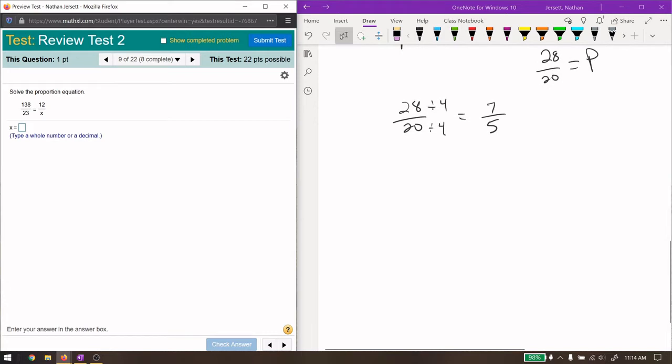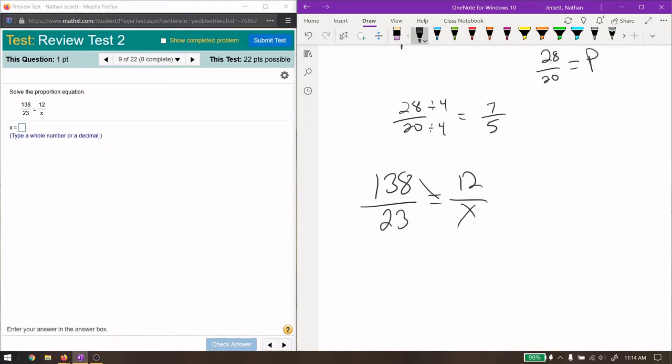Okay, another proportion. 138. Let me rewrite that. 138 over 23 equals 12 over x. Cross multiply and divide. That's always the name of the game here.